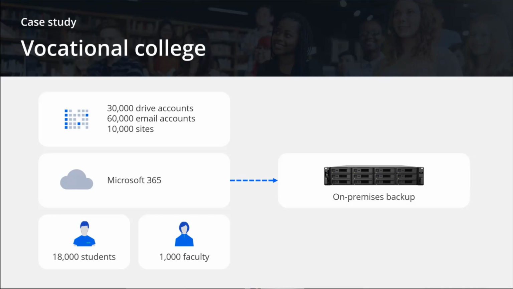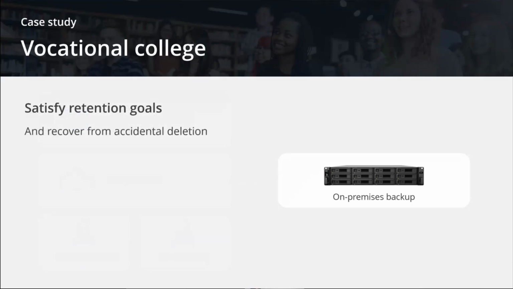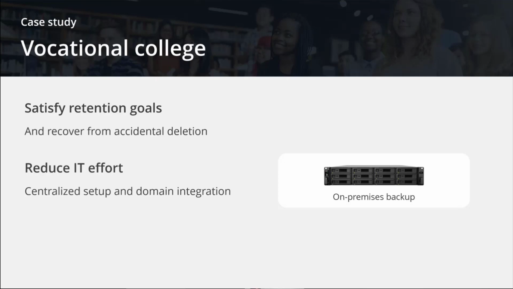So what this college did is they took that M365 data and they got a Synology device for a local on-prem backup of all of that M365 data. This allowed them to satisfy their retention goals. Once again, they were legally required to keep current and former student data. It reduced their IT effort. That's a buzzword, but essentially this centralized their backup.